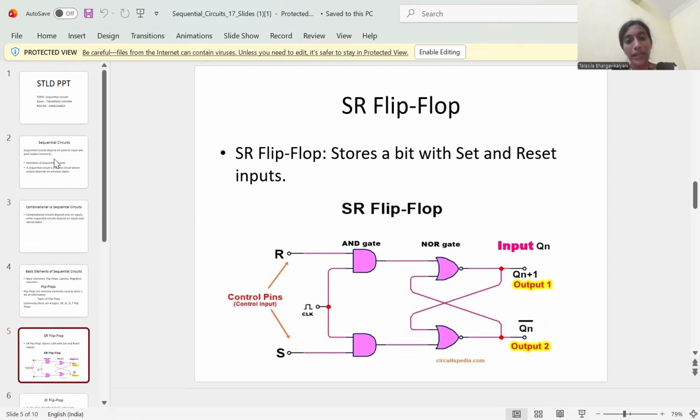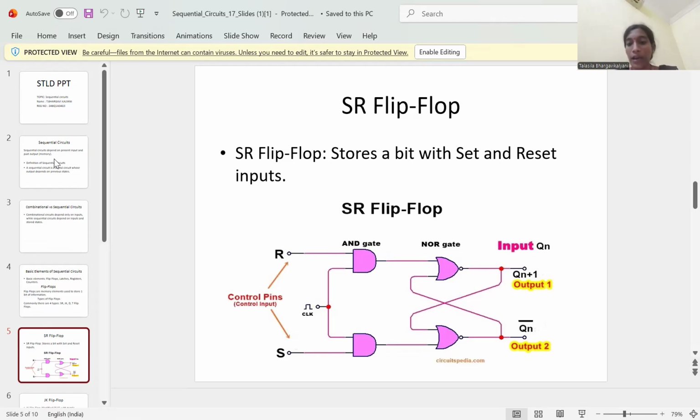If R equals 1 and S equals 0 and Qn value is 0, then the next state value is 0. And next, if R is 1 and S is 0 and present state is 1, the next state is 0. This is called reset. If both the inputs R and S are 1 and Qn present state is 0 or 1, the next state will be don't care and it is invalid.